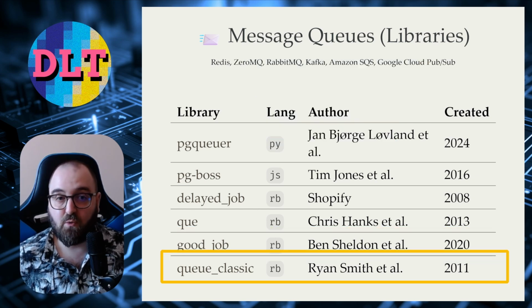And finally you've got Queue Classic, which is a Ruby library specialized in concurrent locking and supporting multiple queues and workers that can handle any of those named queues.